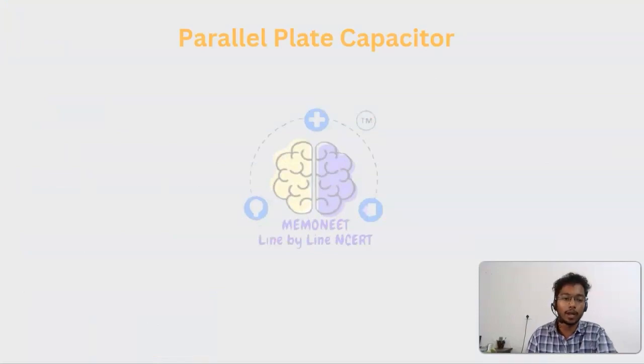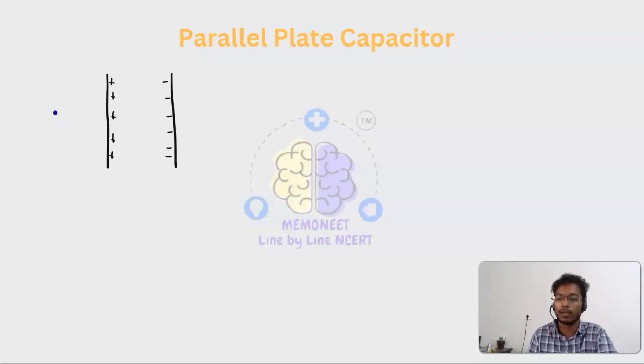Let's say we have two parallel plates here. This is of positive charge and this is of negative charge. When they face each other, they form the parallel plate capacitor. Let's find out the electric field at different regions. Now let's say at this point.